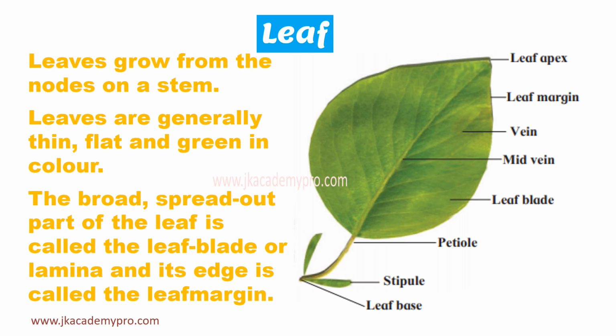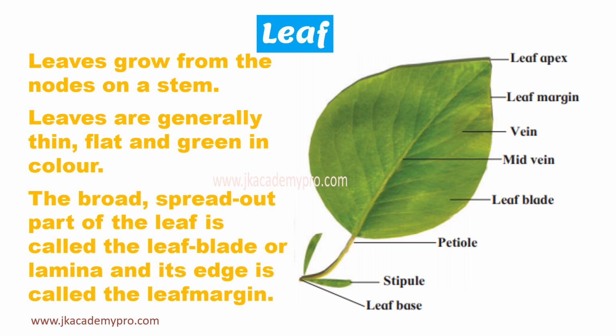Let's learn about the leaf. Now, leaves grow from the node of a stem. Now, we had learnt about the nodes when we learnt about the parts of the stem. So, these are the little knot-like structures that grow on the stem. Now, these form the leaves. Now, most of the leaves in general are thin, they are flat, and they are green in color. Now, some of the leaves may differ.